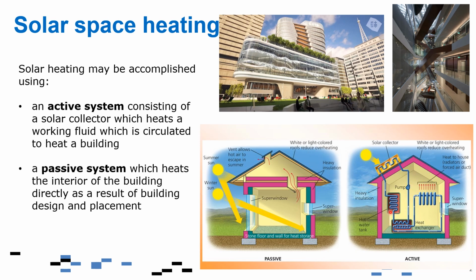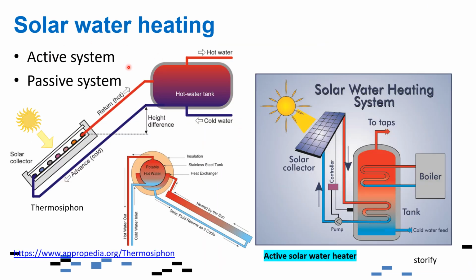At least in this case, it's continuously circulating. But with proper design, we can always use a natural heating process so that we can utilize the heat from the solar radiation. Okay, in the same way, we can also do this for solar water heating, not only for space heating. So we have a similar mechanism for the space heating, like the active system as well as the passive system.